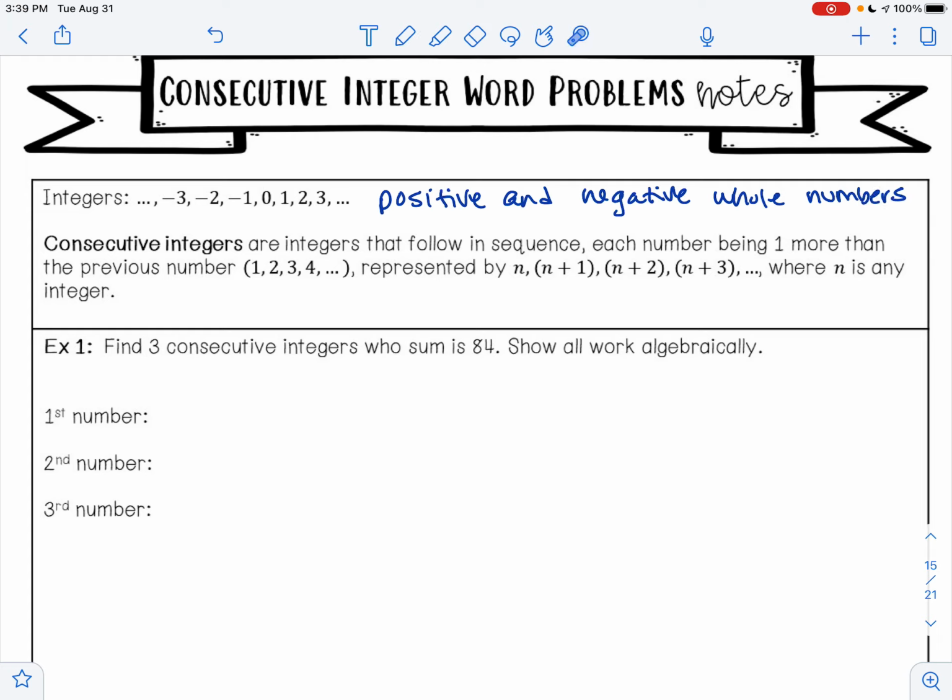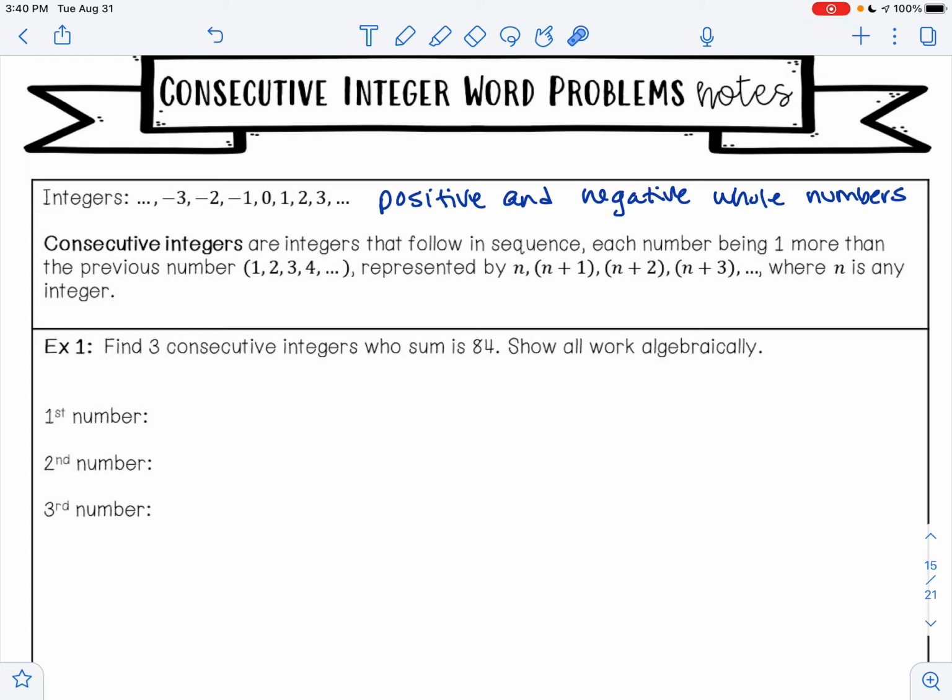Consecutive integers are integers that follow in sequence, each number being one more than the previous number. So 1, 2, 3, 4, these are consecutive integers because they are integers that happen in a row. 7, 8, 9 would also be a set of 3 consecutive integers. 13, 14, 15, those are all consecutive integers.